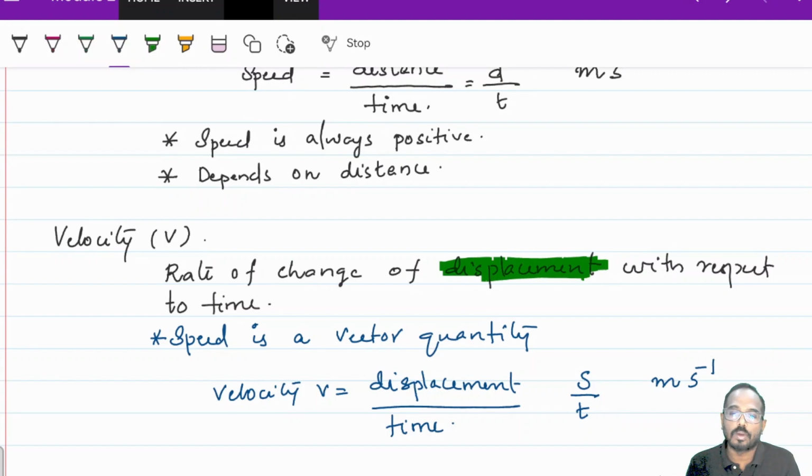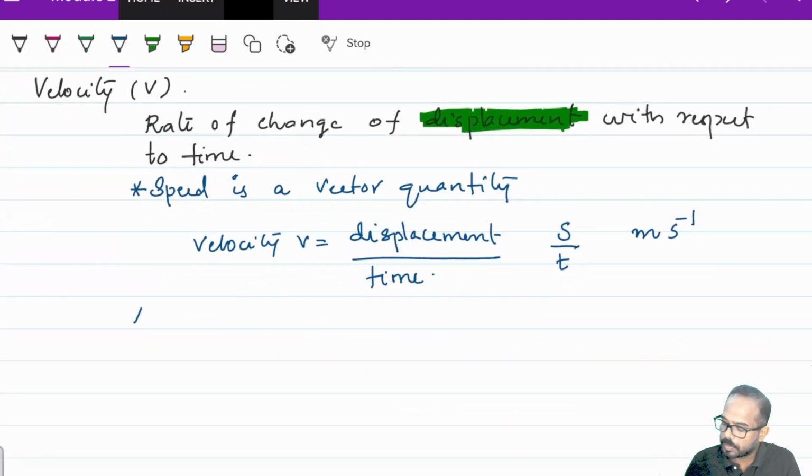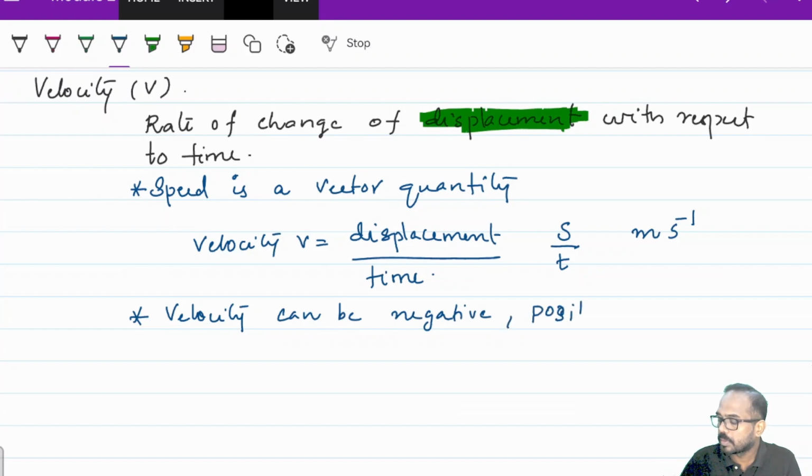Velocity is a vector quantity, so direction is a must. Since it is a vector quantity, it can be negative, positive, or zero, right? So that point you can note. Velocity can be negative, positive, or zero, and it depends on displacement.